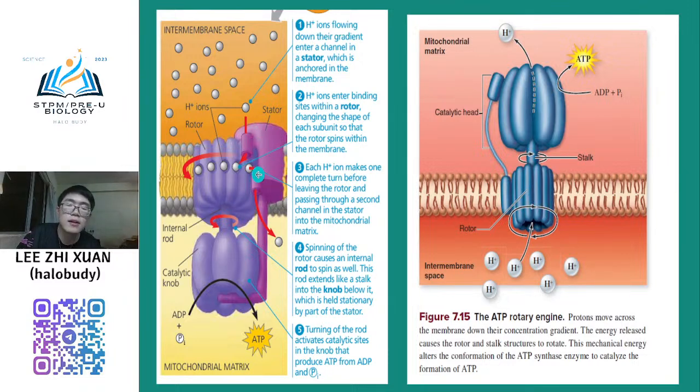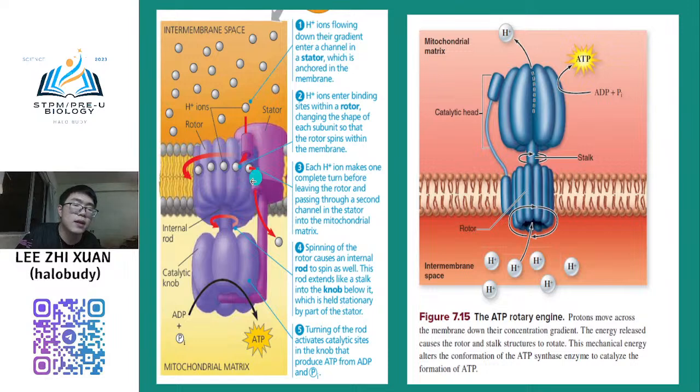Called stator. Okay. Next, once the hydrogen ion go to the stator, it will enter the binding site within the rotor. So the rotor contain the binding site of hydrogen ion. And then it will change the shape of each subunit so that the rotor will spin within the membrane. So it can spin. Okay, once it spins, the hydrogen ion can make one complete turn before leaving the rotor and passing through a second channel in the stator into the mitochondrial matrix.